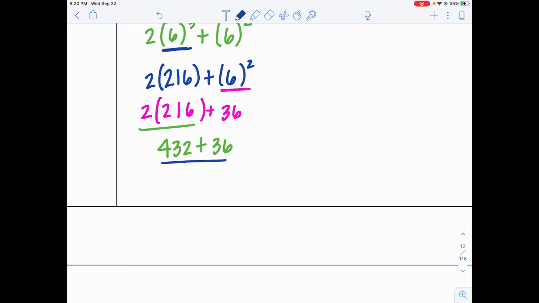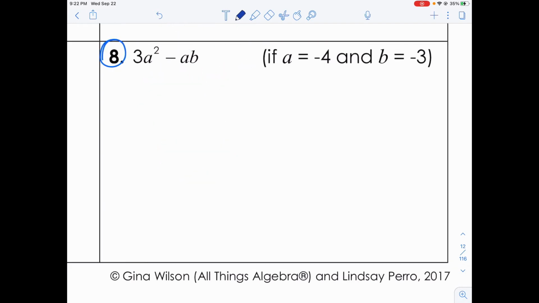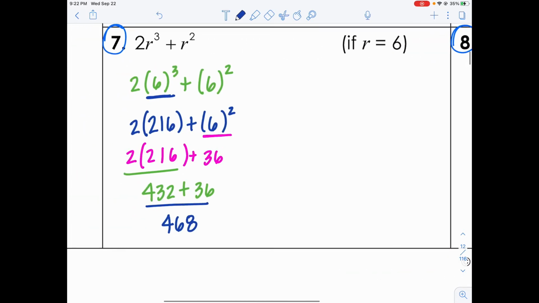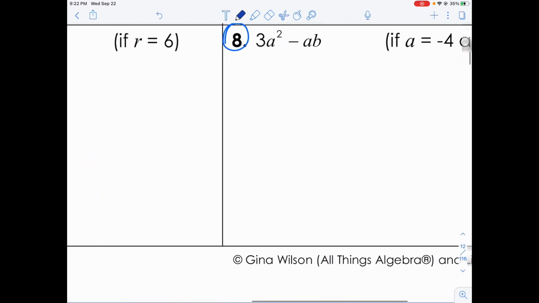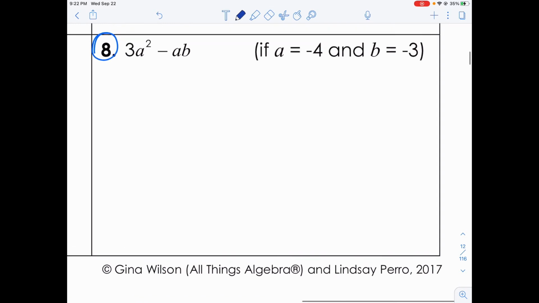432 plus 36 gives me 468. All right, now on to number 8. Same thing as the last one. You see that you have a multiplication with an exponent. So making sure that when you're doing this, that you're plugging everything in inside of a parentheses and following correct order of operations. Here we go.